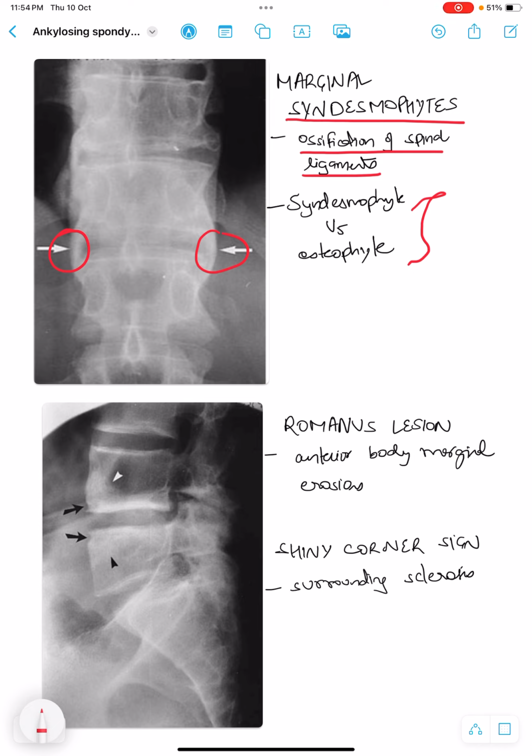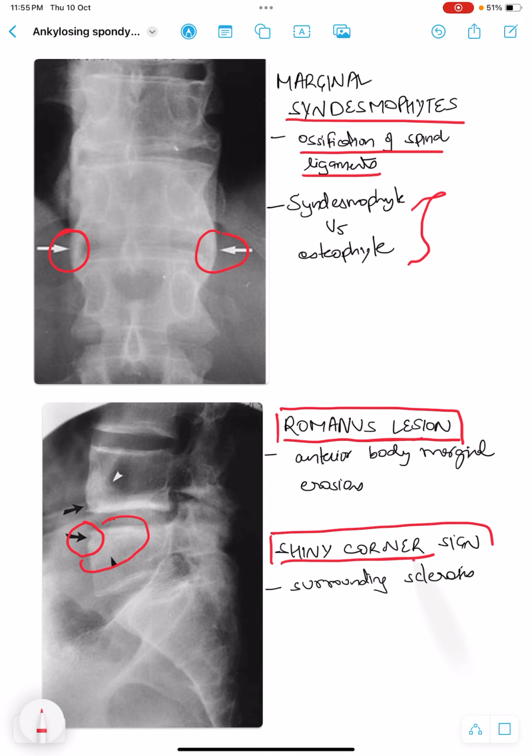Now next we will see the Romanus lesion and the shiny corner sign. So focus on the picture. On the left hand side we can see there is this erosion on the anterior superior part of the vertebral body. This erosion is known as the Romanus lesion. And we also appreciate there is reactive sclerosis around this Romanus lesion. This surrounding sclerosis is known as the shiny corner sign.